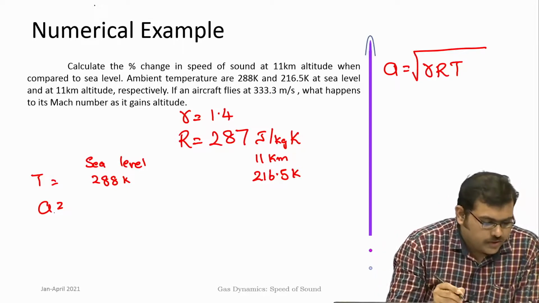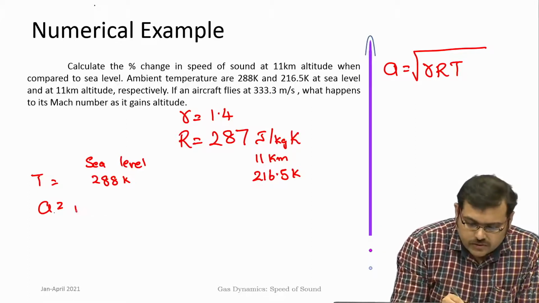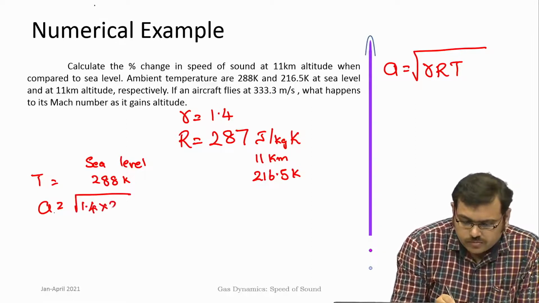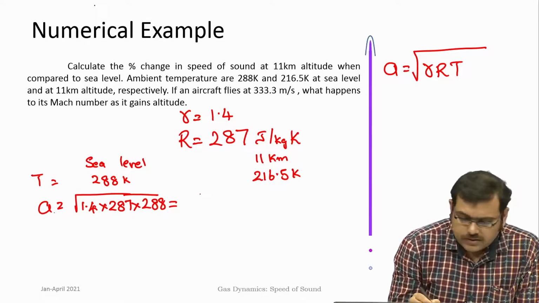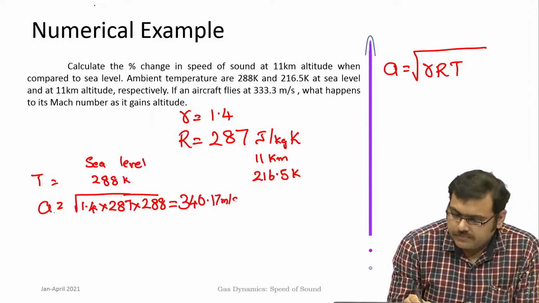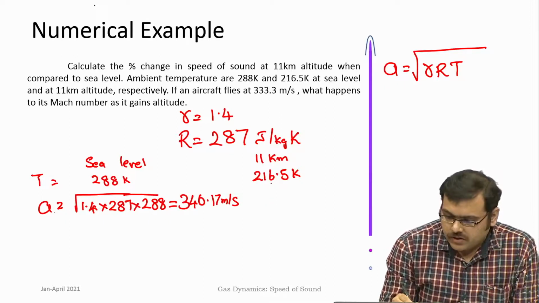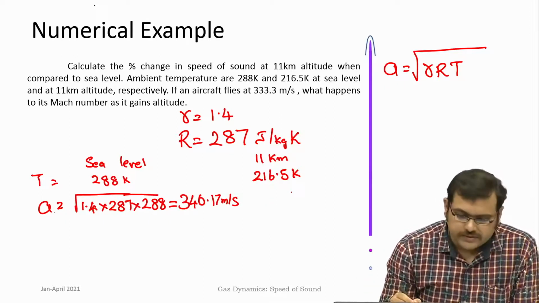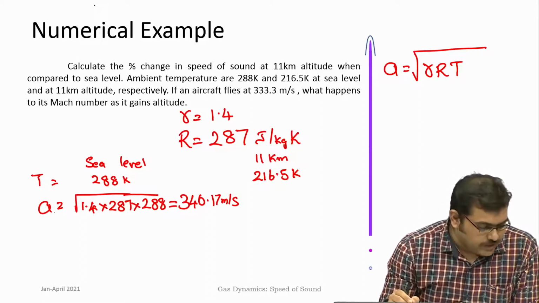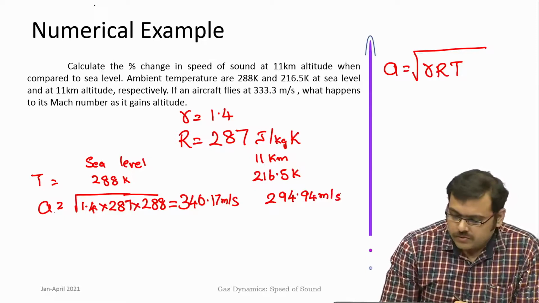So a, in the first case, which is 288 Kelvin, is the square root of 1.4 times 287 times 288, and this is 340.17 meters per second. While in this case at 11 kilometers, it is the same formula. You have to substitute T as 216.5 and you will get 294.94 meters per second. So what happens to Mach number?